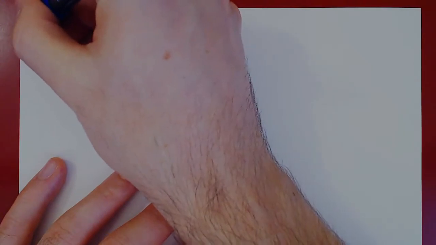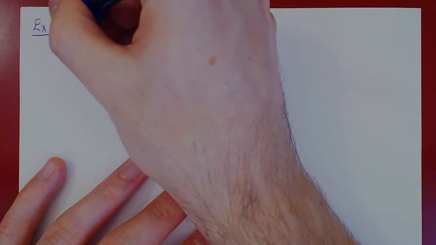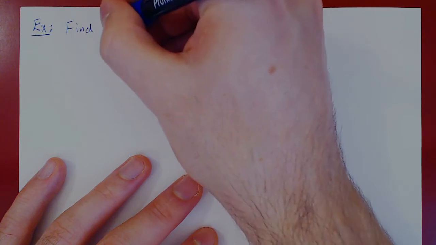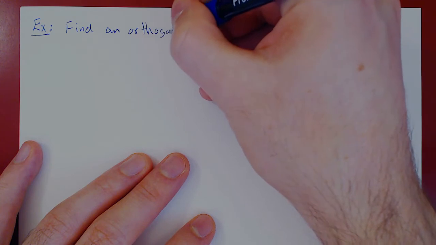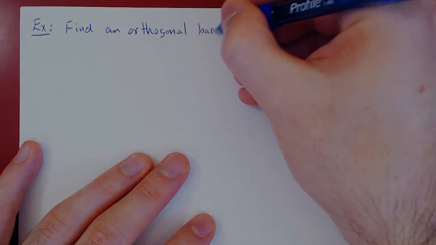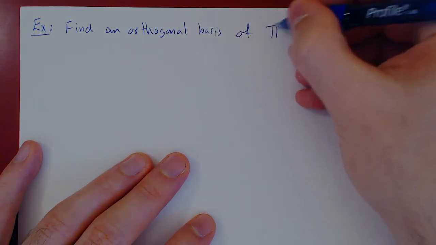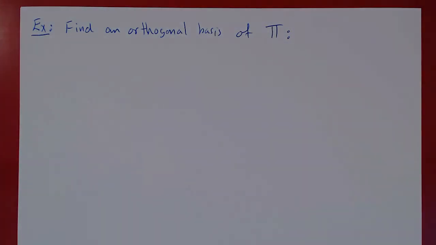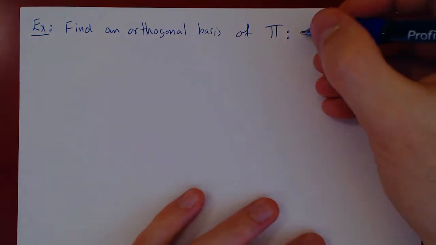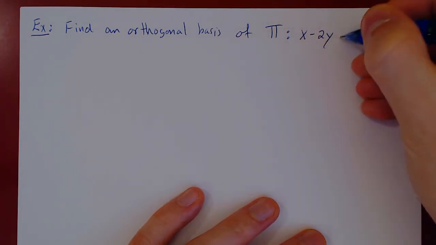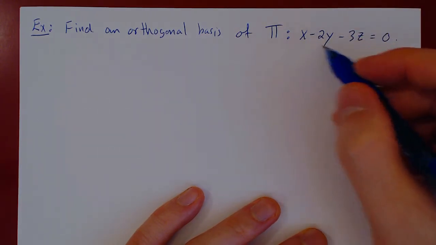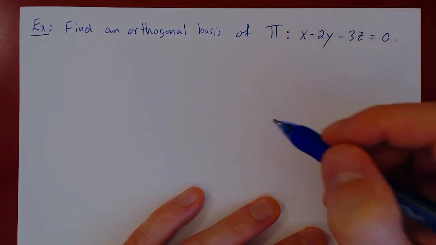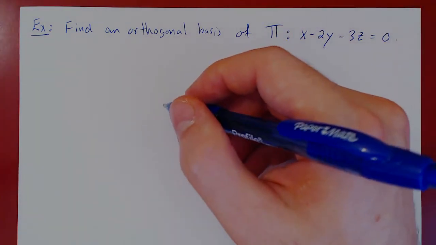So here's the problem. Find an orthogonal basis of the plane pi in R3, say with the following equation. Let's go with x minus 2y minus 3z is equal to 0. And once again, we have a plane passing through the origin because the point 0, 0, 0 is a solution of the equation of the plane.